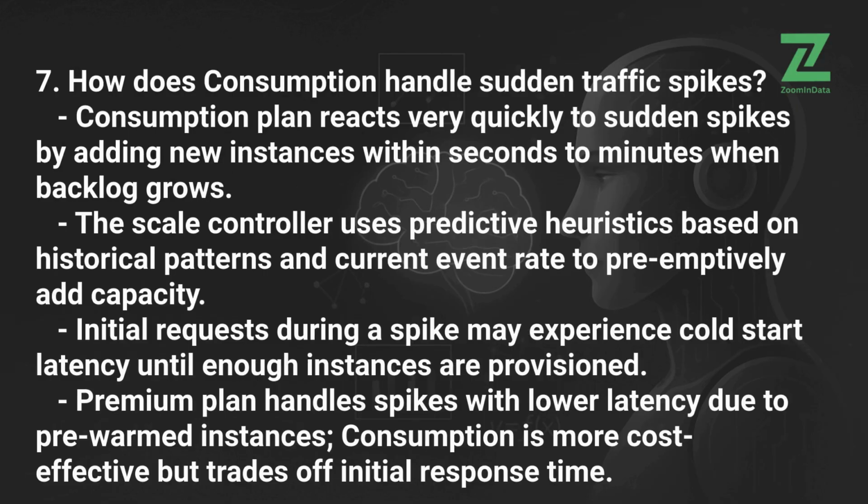7. How does consumption handle sudden traffic spikes? Consumption plan reacts very quickly to sudden spikes by adding new instances within seconds to minutes when backlog grows. The scale controller uses predictive heuristics based on historical patterns and current event rate to preemptively add capacity. Initial requests during a spike may experience cold start latency until enough instances are provisioned.